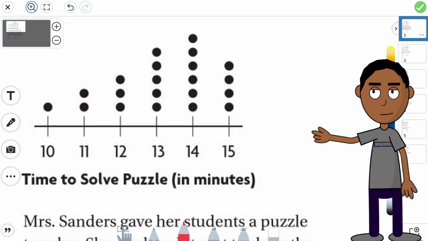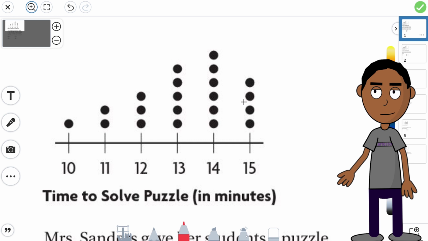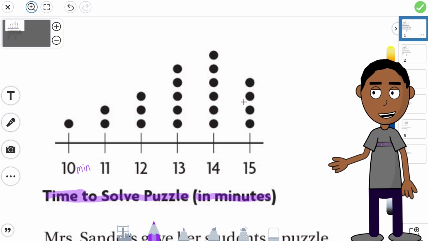In this problem, we're talking about the time that it takes to solve a puzzle. So I have all this information in a dot plot. The first thing that I'm going to do is start filling in the information so that it makes more sense to me. It says right here, time to solve the puzzle in minutes. So that is going to go over here. So we're going to write here 10 minutes and 11 minutes. That way I know that each number represents minutes. 12 minutes, 13 minutes, 14 minutes, and 15 minutes.